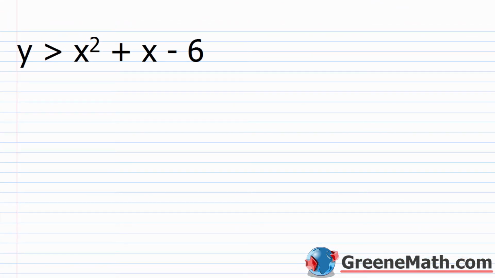All right, let's take a look at another one. So we have y is greater than x squared plus x minus 6. Again, if I want the boundary, what do we get? We replace this with equals. We'd have y is equal to x squared plus x minus 6. This is going to be a parabola.